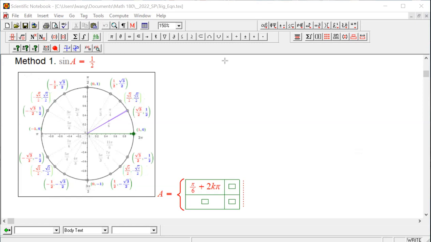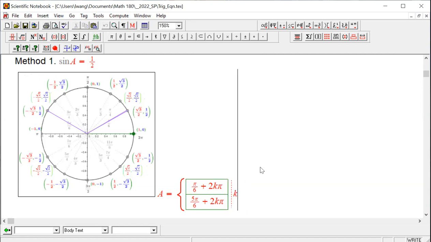Now, we have another terminal, don't we? We don't want to forget that. So there's another case, 5 pi over 6. So the next one is 5 pi over 6 plus 2k pi. Why 2k pi? Well, k can be any integer. So I'm going to specify k to be any integer. So what does that mean?